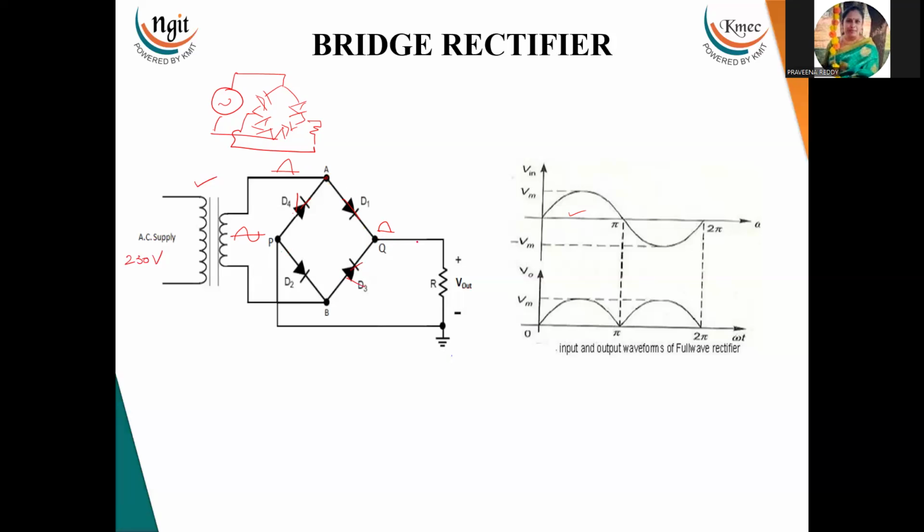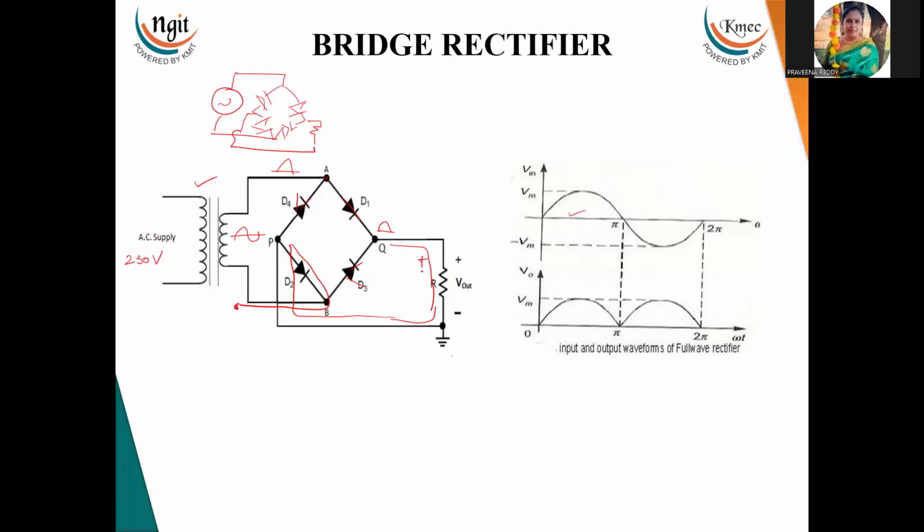This current will flow through the V out, and it will come again like this. But here already D4 is reverse biased, so it will flow through D2 and to the center tap of the step down transformer. So here, if you see the current direction for the positive half cycle, diodes D1 and D2 both are forward biased, and the current is flowing in this direction.